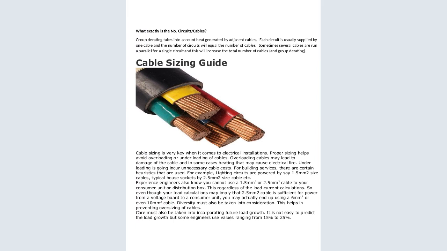Experienced engineers also know that you cannot use 1.5 or 2.5 cable on your consumer unit or distribution board. That is very obvious, and this one calls for experience. After you've done this work for quite some time and you are used to it, you will just know by default that you cannot use a 1.5 cable to supply your distribution board. Why can't you use your 1.5 cable to supply your distribution board?